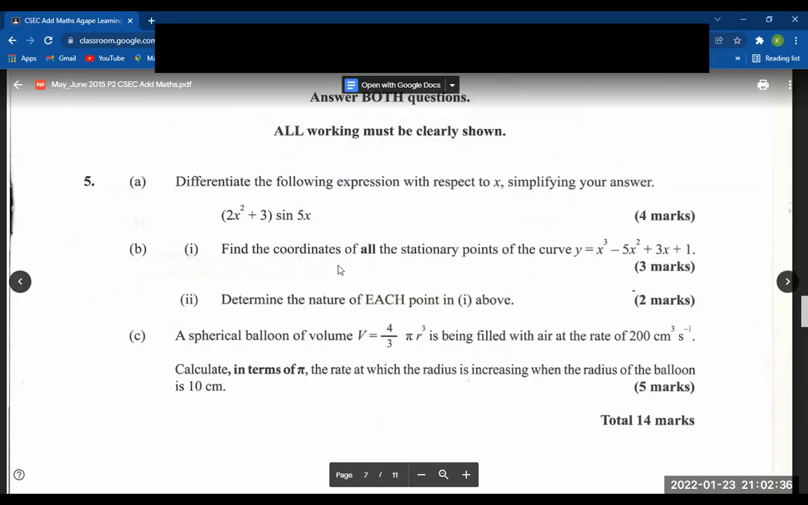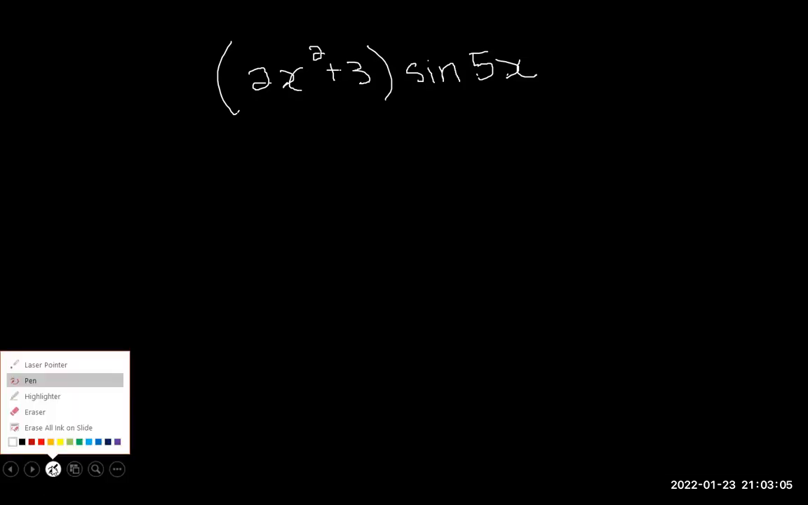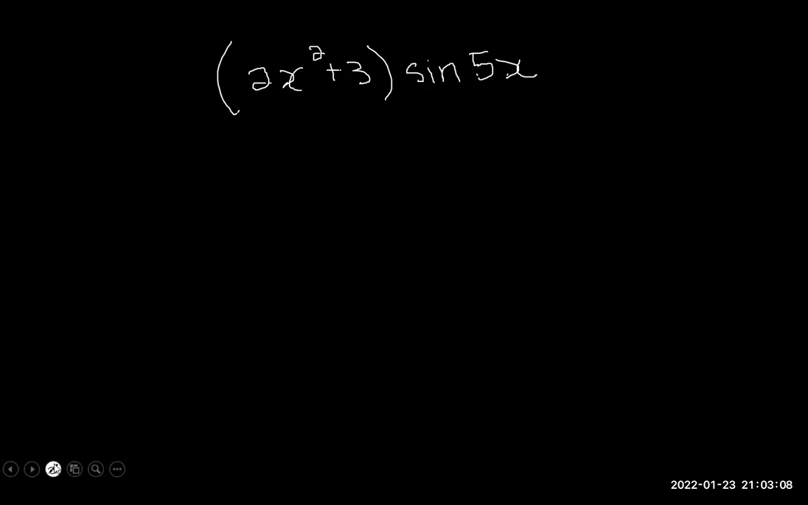Right. So we're doing the product rule. This is the expression that they gave: 2x squared plus 3, sine 5x. They want me to differentiate this expression. So as I said, we will be using the product rule.